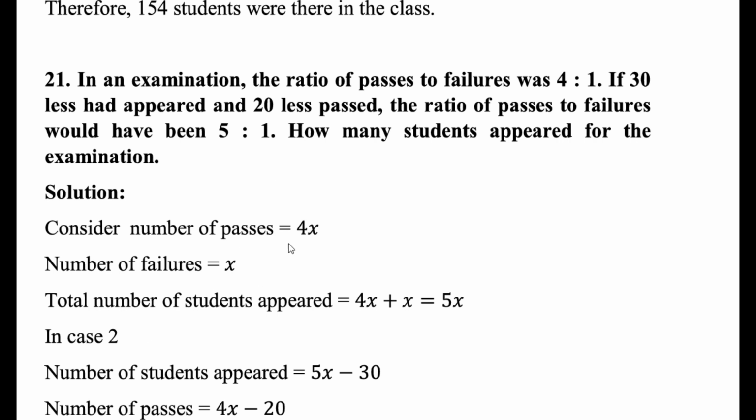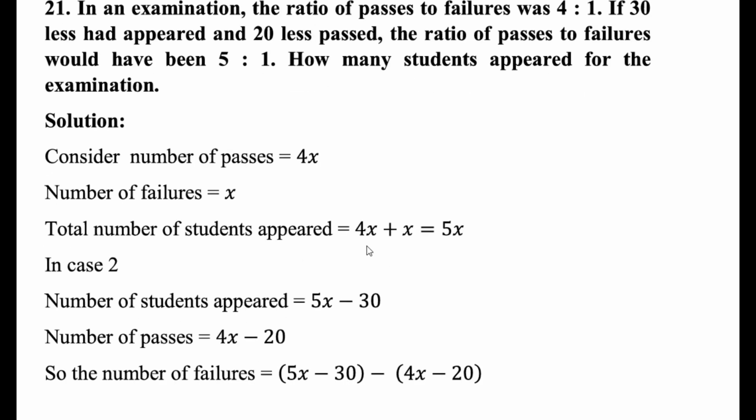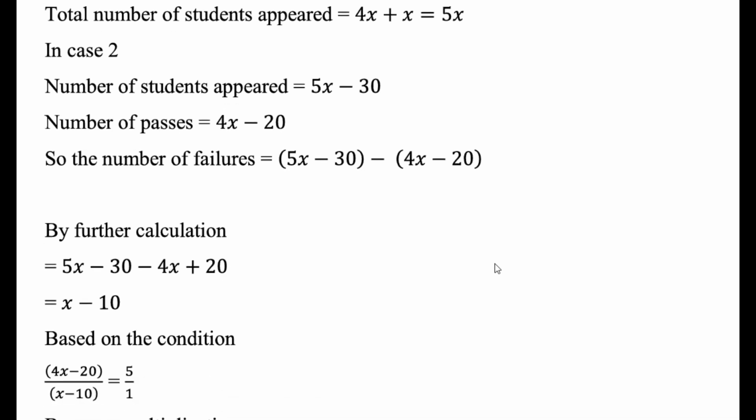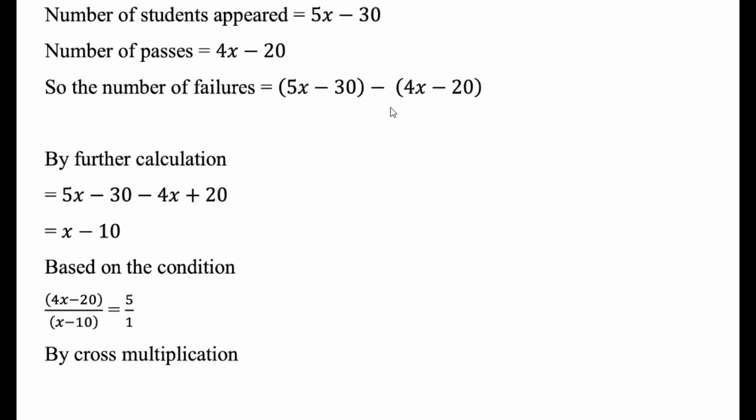Consider number of passes 4x, so number of failures x. Total number of students appeared 4x plus x is equal to 5x. In case 2, the number of students appeared 5x minus 30 and number of passes 4x minus 20. So the number of failures 5x minus 30 minus (4x minus 20). For further calculation, this one minus this one, you will get ultimately x minus 10.